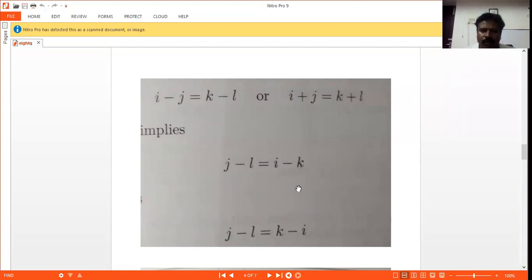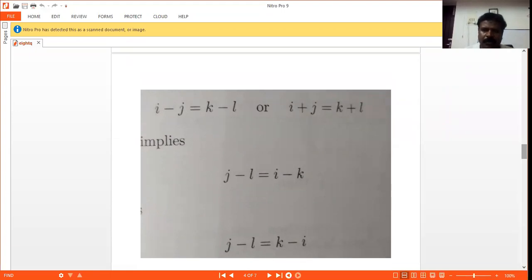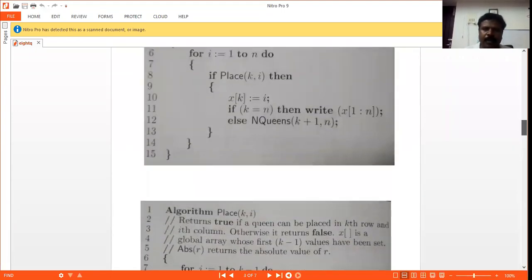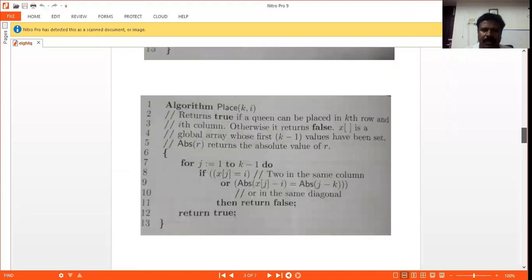Correct? Now using this concept, we'll go for writing an algorithm to solve the 8 queens problem, or the n queens problem also. Here we have an equation for checking whether the queen can be placed or not. First, row-wise and column-wise we can check. Then diagonal-wise we have that formula, the absolute value of j minus l, where x is actually the row.